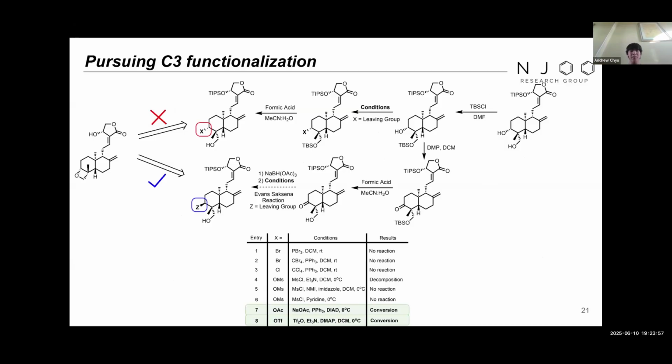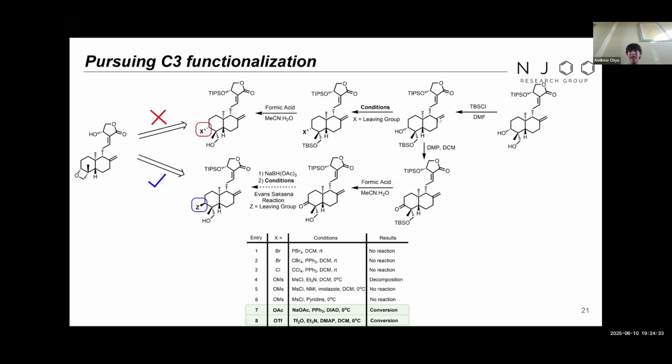Additionally, we also want to pursue other C3 functionalization to form the oxetane, because we theorized that different intermediates that can be intercepted may be biologically interesting in themselves, such as the C3 ketone. Initial attempts at reversing the stereochemistry so that C19 can do an SN2 led to very poor conversion. Especially this entry 7, we initially thought there was conversion. However, upon analysis with NMR and LCMS, we found we formed a different product that we did not want.